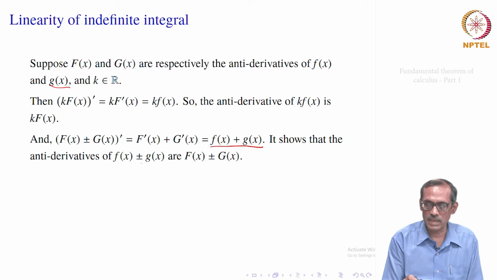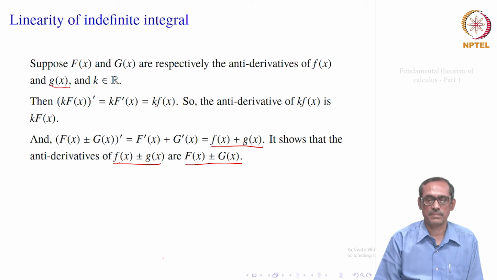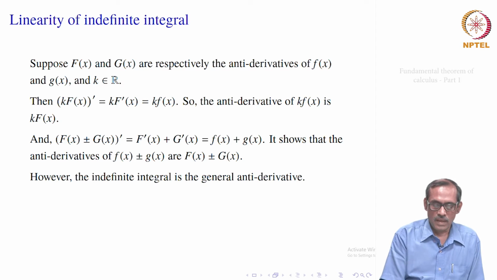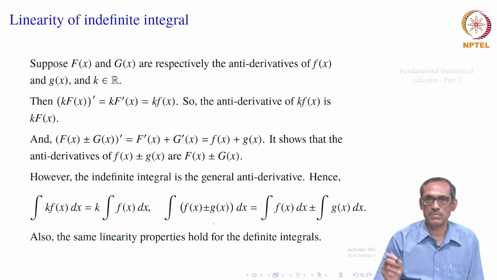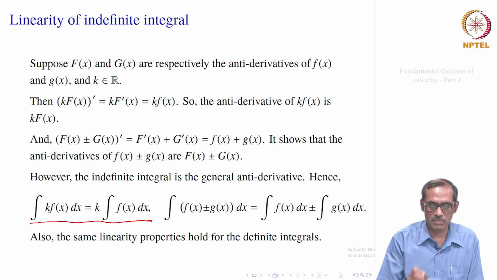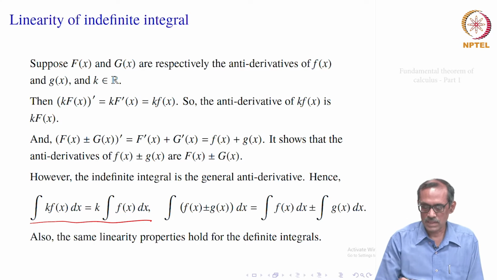So, that means the antiderivatives also behave in the proper way, so to say. So, that means antiderivative of f x plus g x is antiderivative of f plus antiderivative of g. So, together these two are called linear properties of this. So, the indefinite integral, remember that is the general antiderivative with some constant c. So, in that case we just write it this way, that indefinite integral of k f x dx equal to k times indefinite integral of f x. Similarly, integral of f x plus g x equal to integral of f plus integral of g.